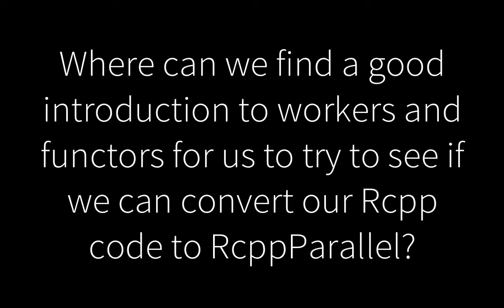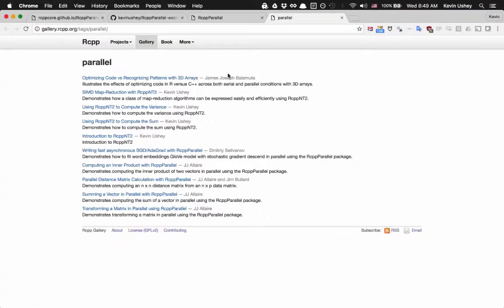Where can we find a good introduction to workers and functors for us to try to see if we can convert our Rcpp code to RcppParallel? That's a great question, and I think the best place to start is the Rcpp Gallery. If you saw in my log and inner product examples, what we have on the Rcpp Gallery is basically a lot of similar things to that. So we've got inner product here, parallel distance matrix computation. Let's take a quick look at that.